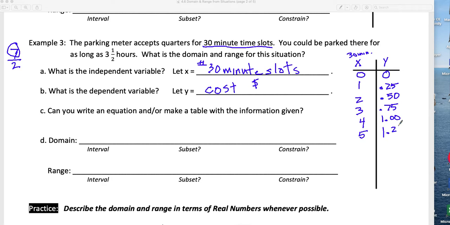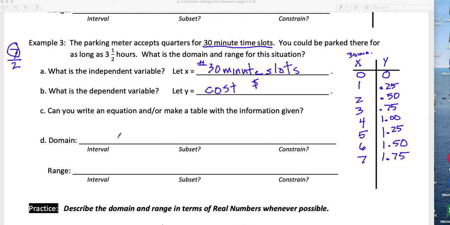If I stay there for 6, it's $1.50. And how many am I going to stay there for? 7. And that's going to be $1.75.